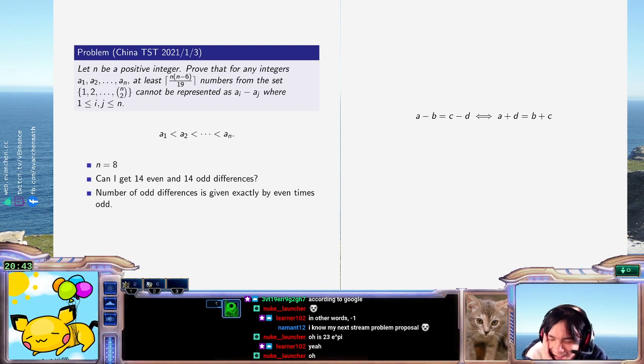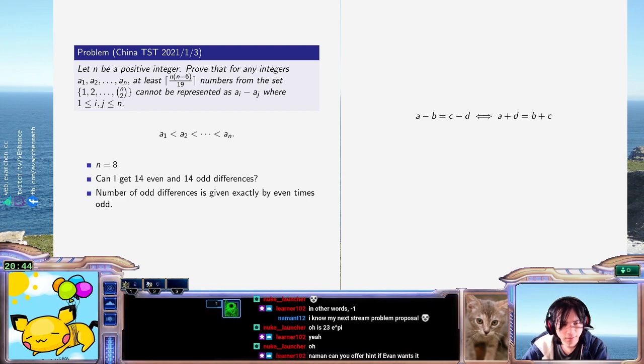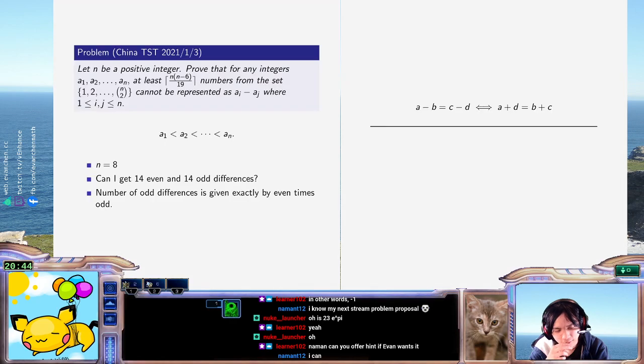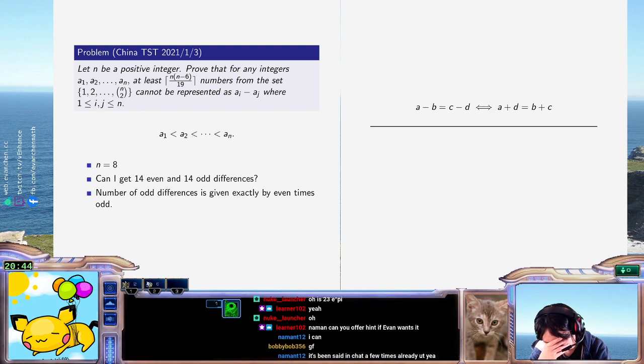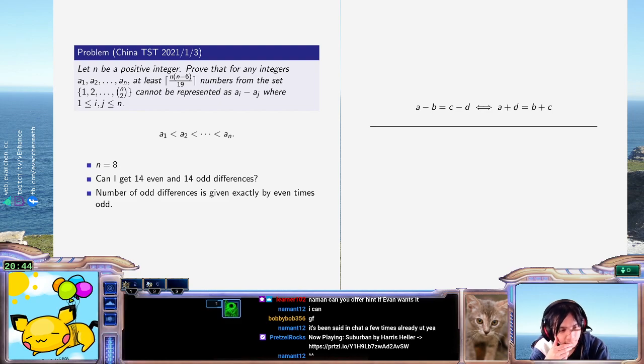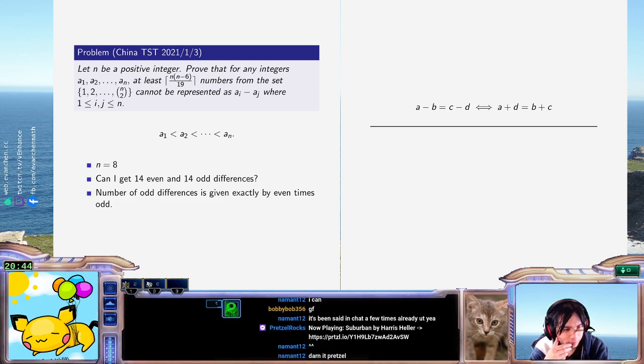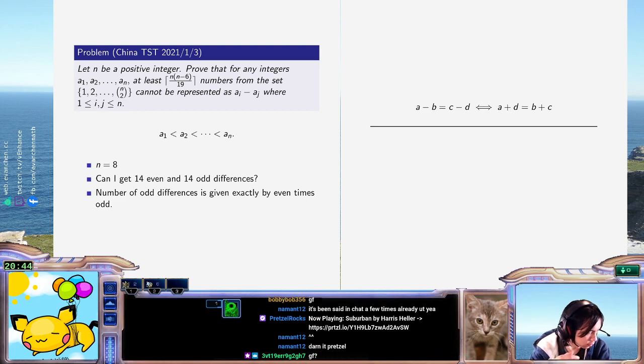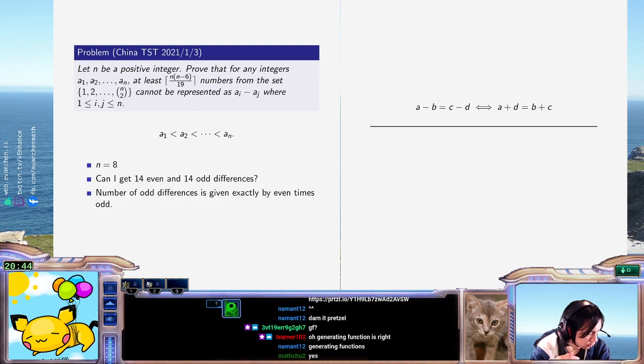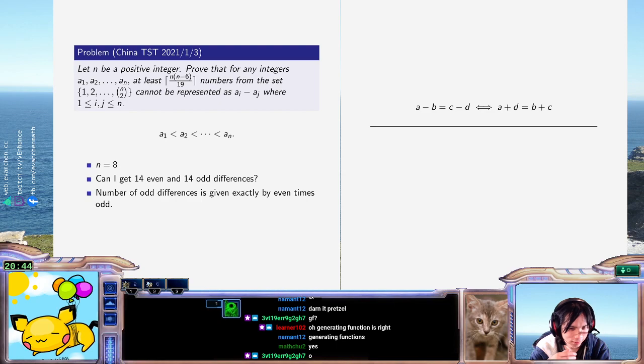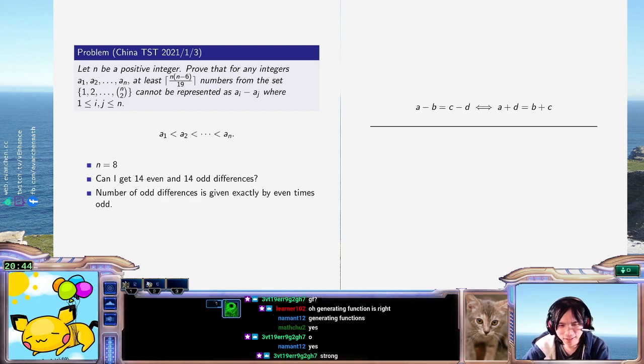Yeah, I have no idea. What do you do with this? It's been said in chat a few times already. Wait, actually, generating functions is correct? Wait, I didn't believe that could work. Wait, what?